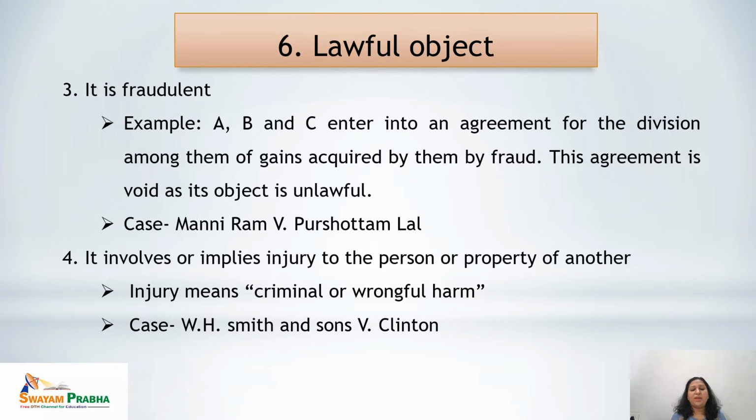The same thing can be identified from the case of Mani Ram versus Purushottam Lal. What happened in this case? Mr. A always knew that the railway company was not going to give the contract to Mr. A. So what Mr. A did, he entered into a contract with Mr. B separately so that Mr. B should forward his application to the railway department for the real contractor.